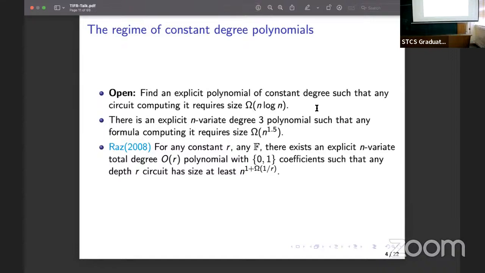Now the other analogous thing is what is the case of constant depth. For constant depth, you can prove lower bounds of the form n to the 1 plus omega 1 by r, where r is the degree and the depth. So for any constant, you can find an explicit polynomial on n variables with total degree order r, such that any depth r circuit must have size n to the 1 plus something. So this remains largely open. For formulas and constant depth, we have some reasonable limits.